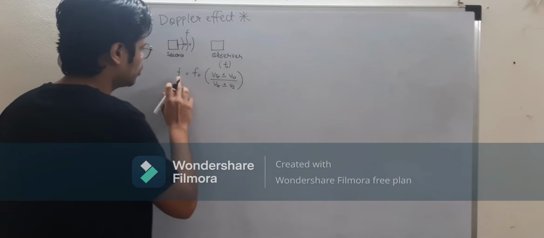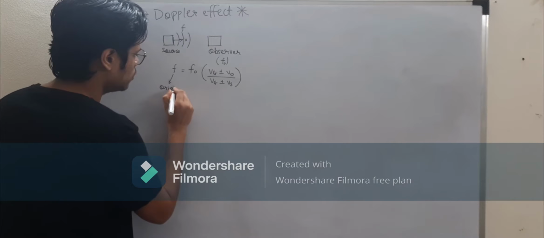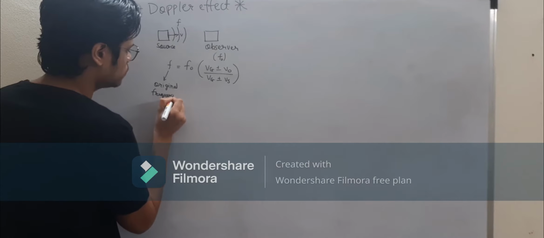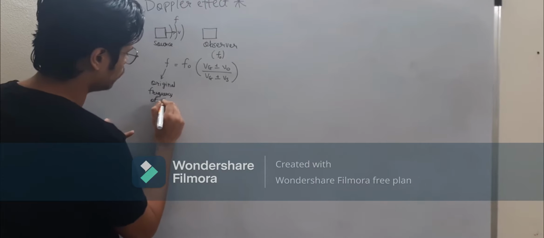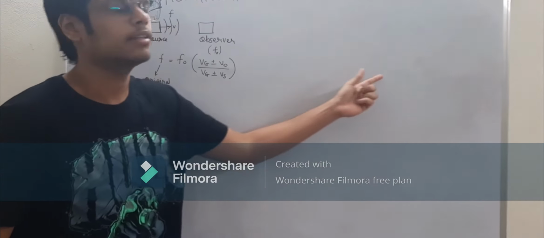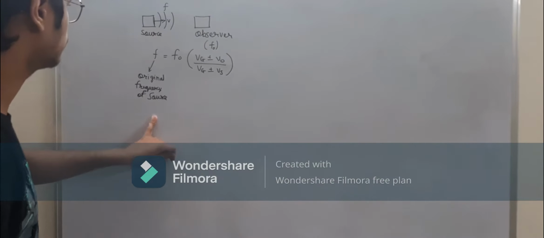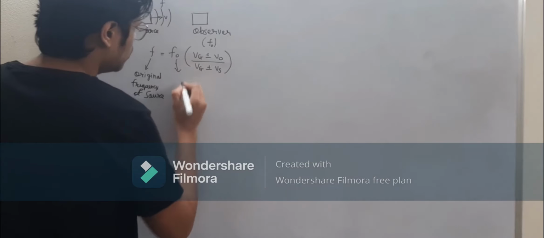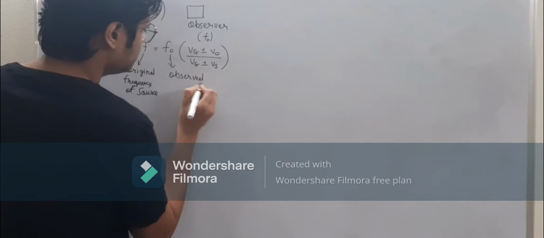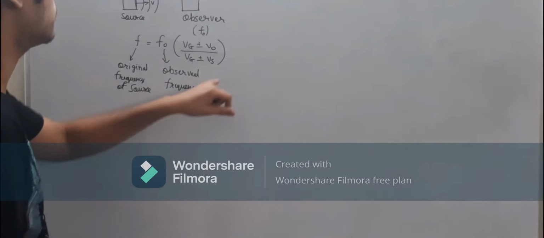So basically, f is basically the original frequency of source. I'm assuming you know what is frequency. Frequency is basically the number of crest and trough that we follow in a wave, right? So f is the original frequency of source. F naught is the observed frequency. And now let's talk about this bracket.